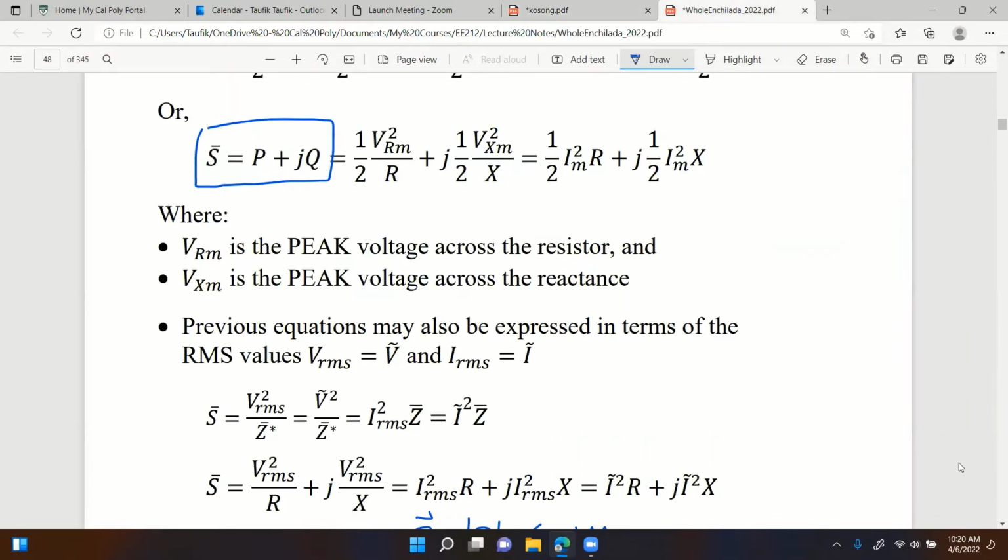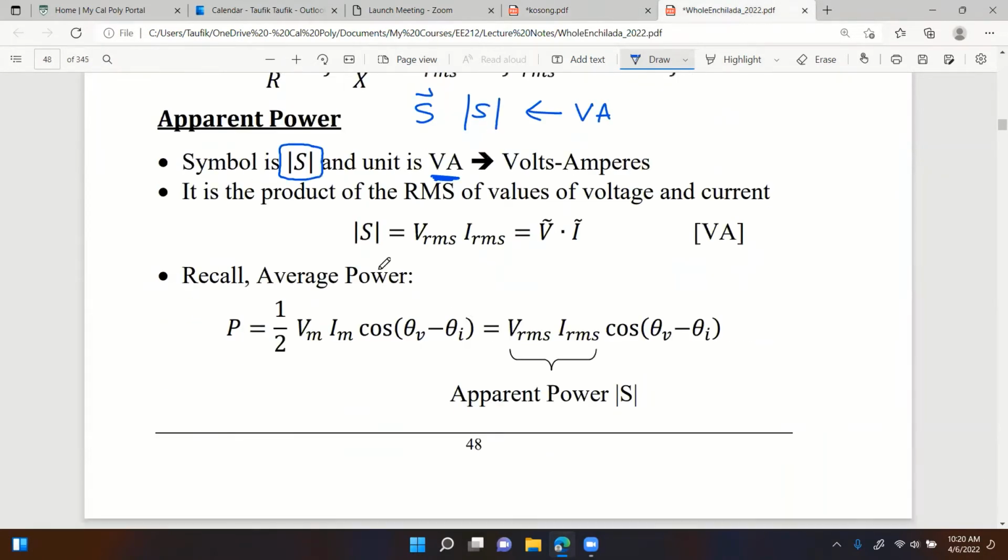So that's what I have right here, that the equation for S is equal to VRMS times IRMS. If I want to use peak values, then of course it's going to be equal to 1/2 V peak times I peak. Okay. Any questions?